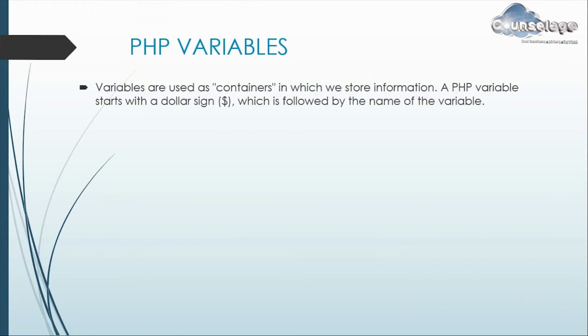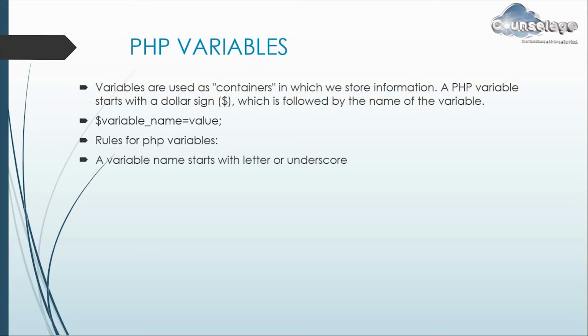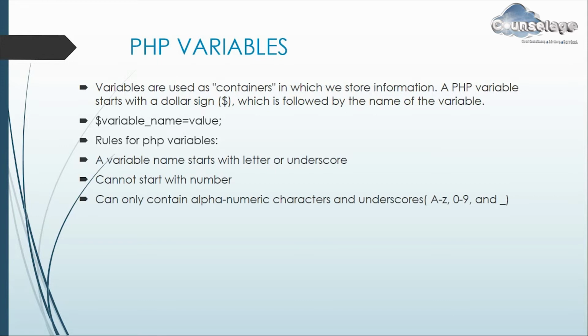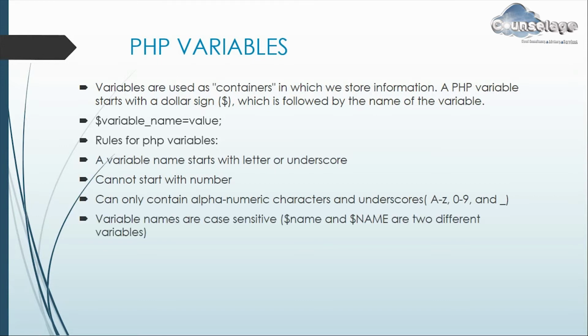PHP variables. Variables are used as containers in which we store information. A PHP variable starts with a $ sign which is followed by the name of the variable. Rules for PHP variables. A variable name starts with a letter or underscore. It cannot start with a number. It can only contain alphanumeric characters and underscores. Variable names are case sensitive.